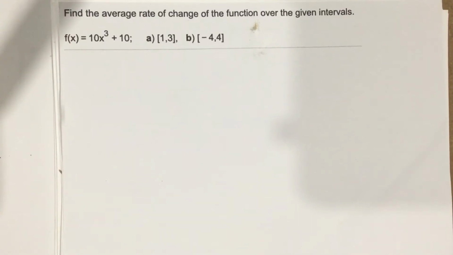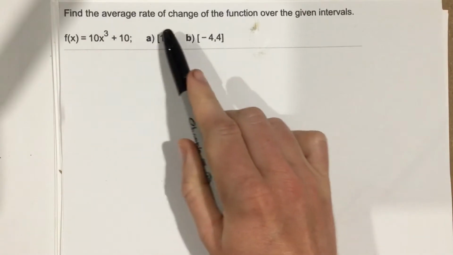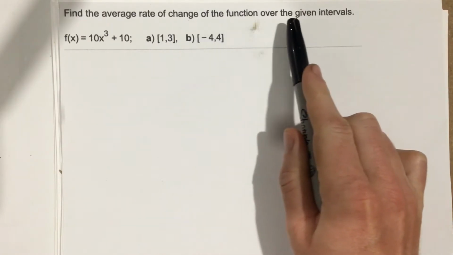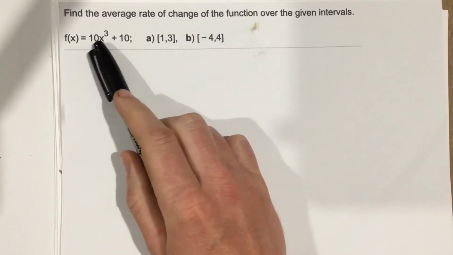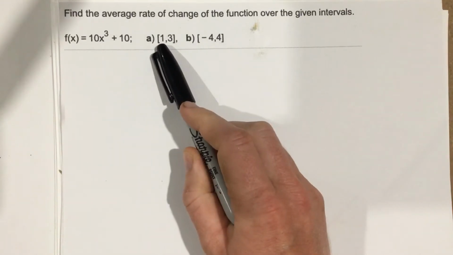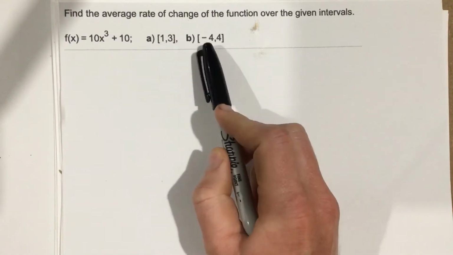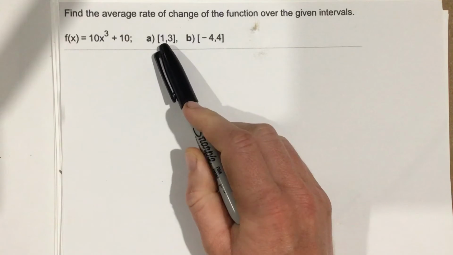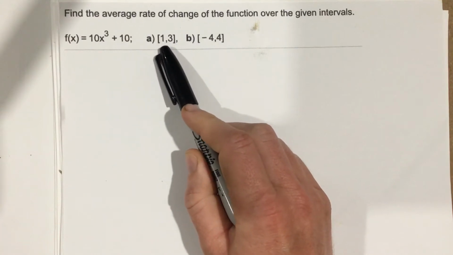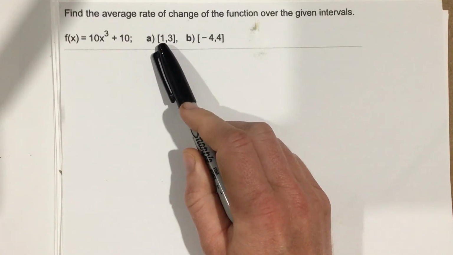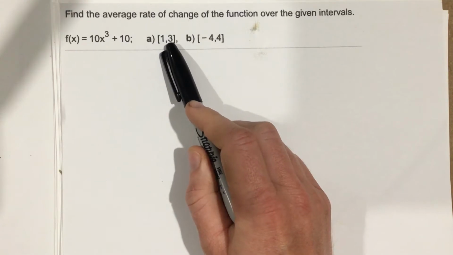This is problem number 1 for section 2.1. In this problem it says find the average rate of change of the function over the given intervals. They give you a function and they give you intervals from 1 to 3 and then -4 to 4. And remember, these are intervals for the inputs. So this is x value 1 to x value 3.